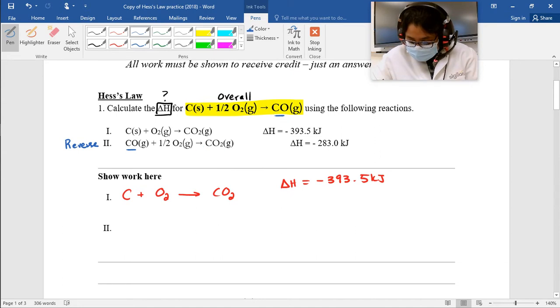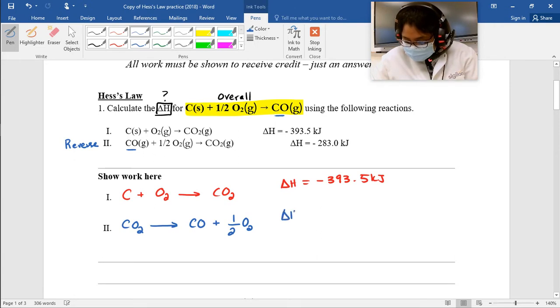So I'm going to now make this equation reversed. So I'm going to write CO2, which is the product here. I'm going to make that a reactant. CO2 goes to CO plus 1/2 O2, all right? And the delta H for that, the negative must become positive because I reversed the equation. So this is reversed, okay?